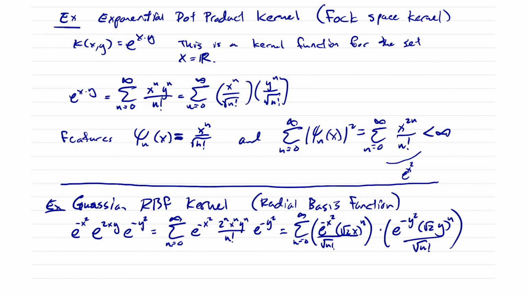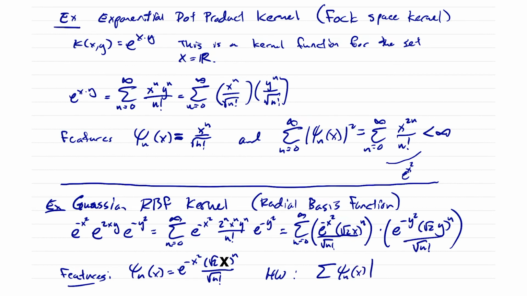So now we have our features, which are written as psi n of x equals e to the minus x squared times square root of 2 x raised to the nth power divided by square root of n factorial. And you can show, if you'd like, that the sum of psi n of x squared is less than infinity. It's exactly the same as what we have up here. The only difference is they end up having this term that you factor out.